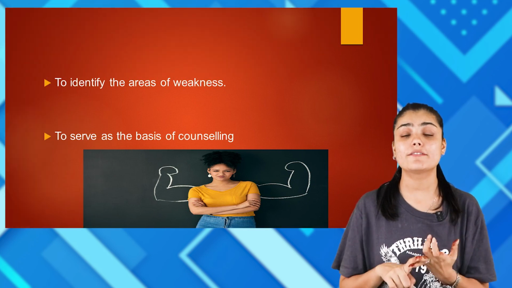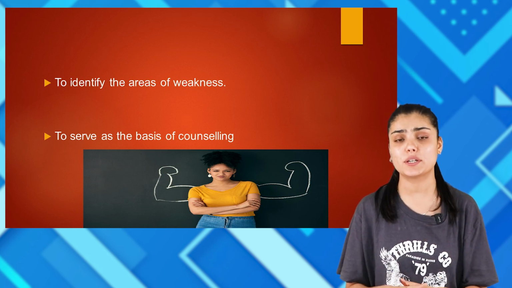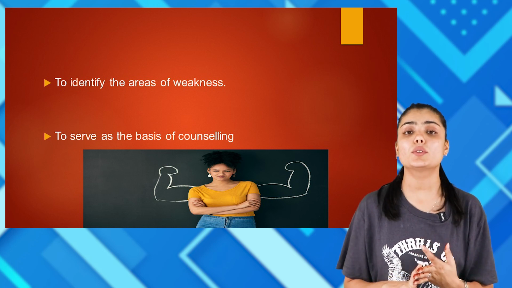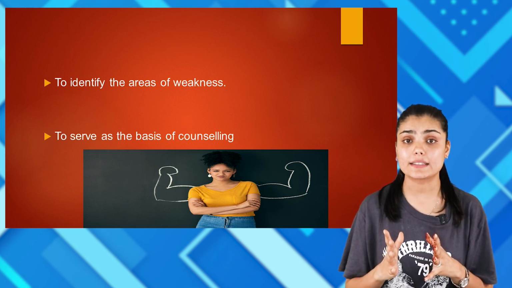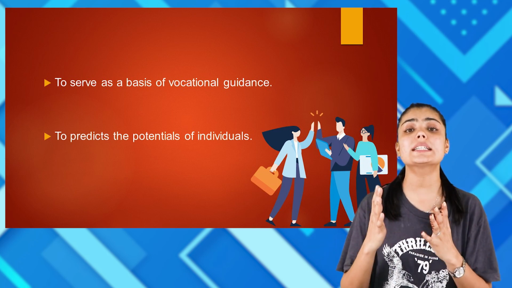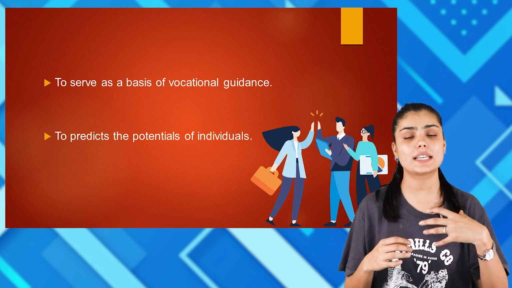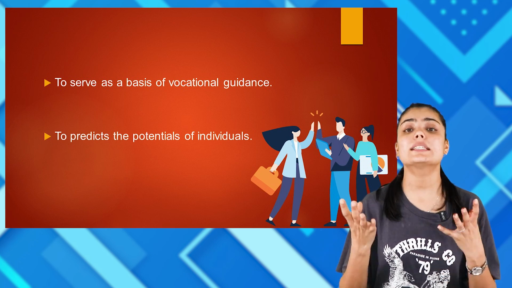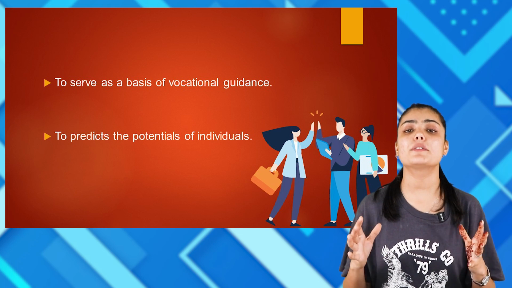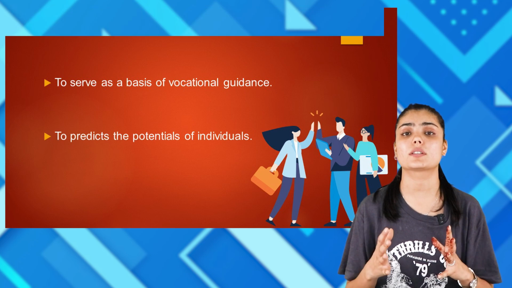Next, we have to identify the areas of weakness. So if there's any kind of weakness in an individual, psychological test will help us to identify that. Next one, to serve as a basis of vocational guidance. Next one is to predict the potentials of an individual. We are able to understand bright students and poor students through psychological tests. Similarly, it will help us to understand the potential of an individual. These are the different purposes for which psychological tests are conducted in the process of counseling.